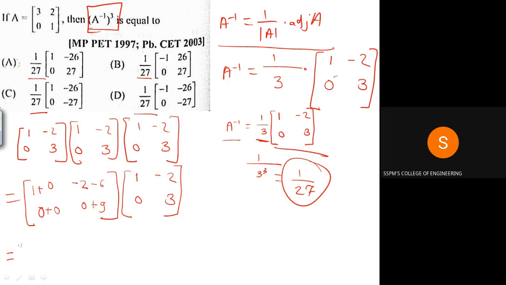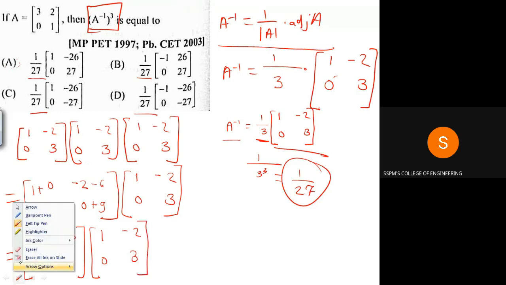Now we will calculate for the first matrix. 1 plus 0 it is 1, minus 2 minus 6 it is minus 8, 0 plus 0 it is 0, 0 plus 9 it is 9. And the second matrix will be 1 minus 2, 0 and 3. Okay, let's make some place to write.